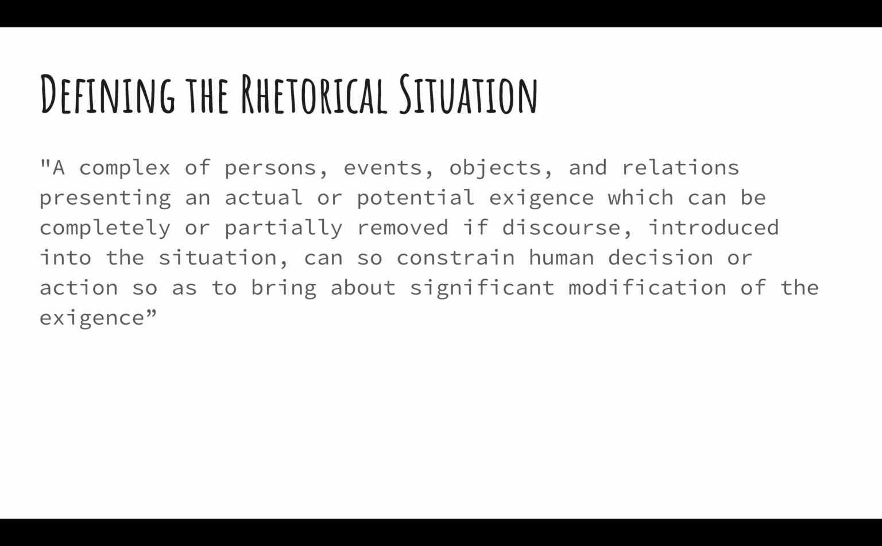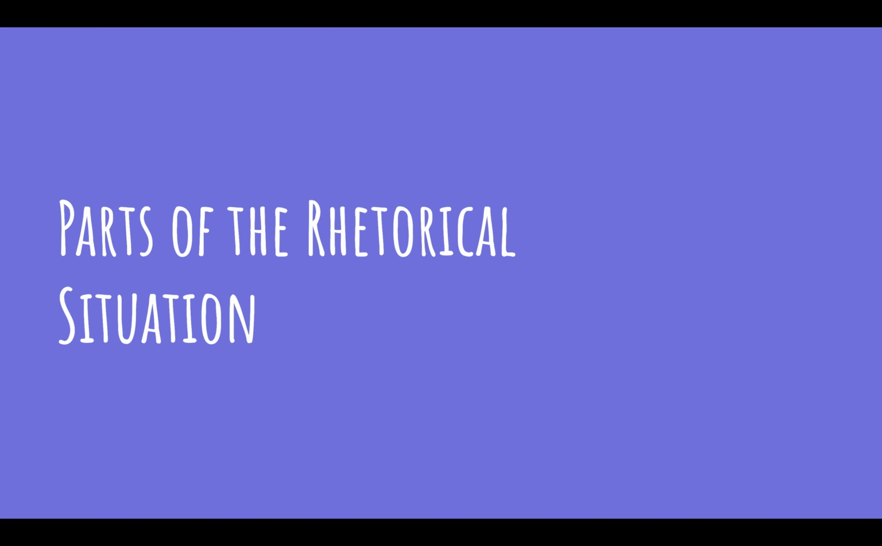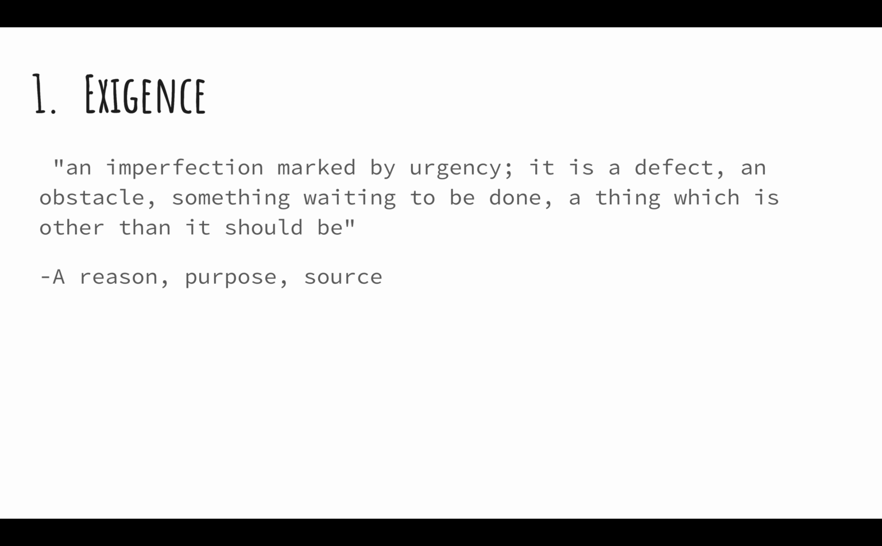Let's break it down a little bit more by looking at the component parts. First, we have exigence, right? And by exigence, we just mean a reason for communication, a purpose, a source. Bitzer defines it as that thing we want to change. He calls it an imperfection marked by urgency. It is a defect, an obstacle, something waiting to be done, a thing which is other than it should be. So, exigence is really just what we're trying to avoid, what we're trying to change.